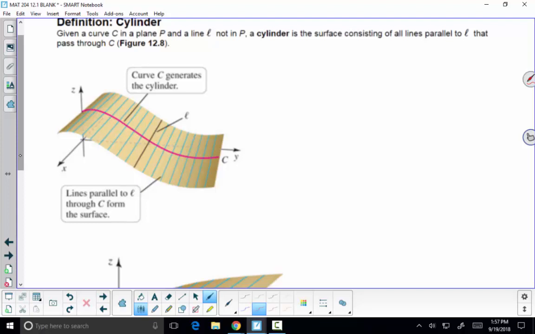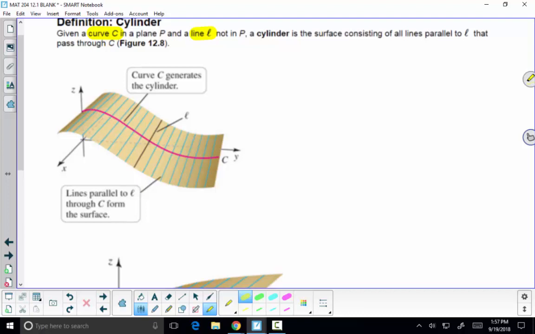The only condition up here is that we've got a given curve, so that's our generating curve, and a line L that's not in the exact same plane.